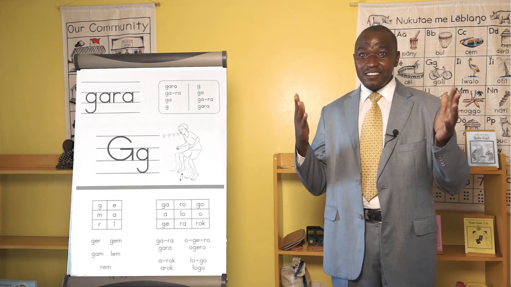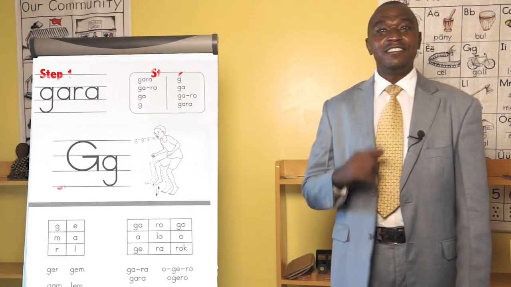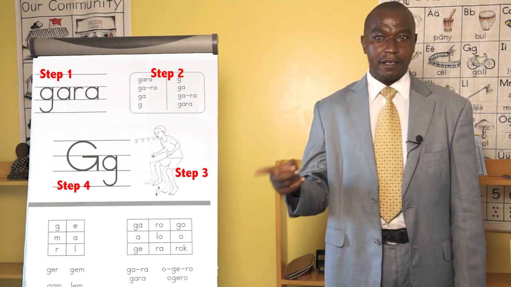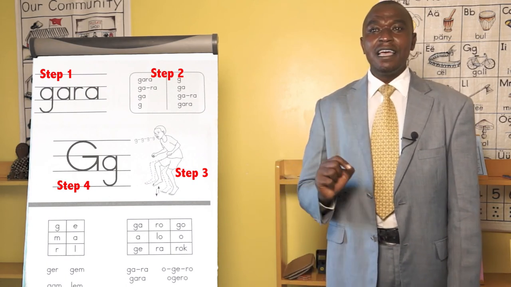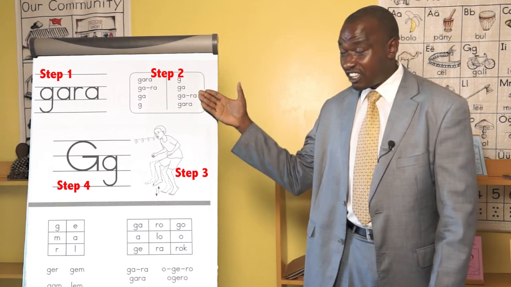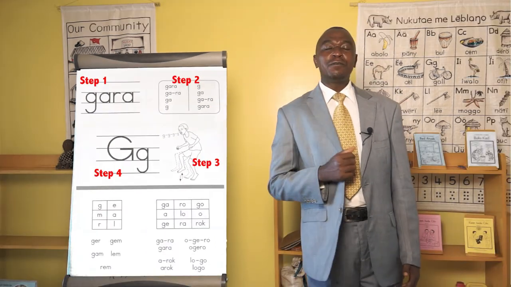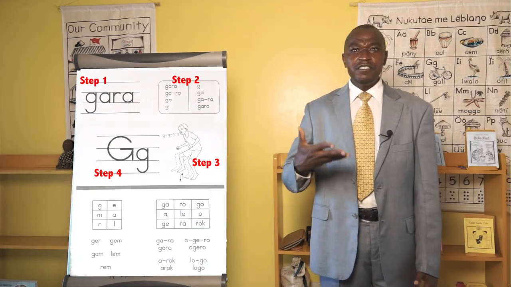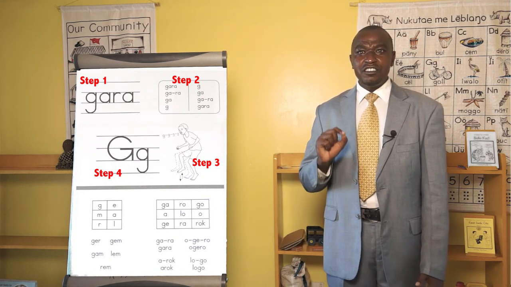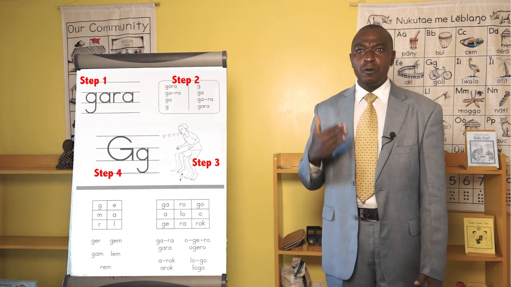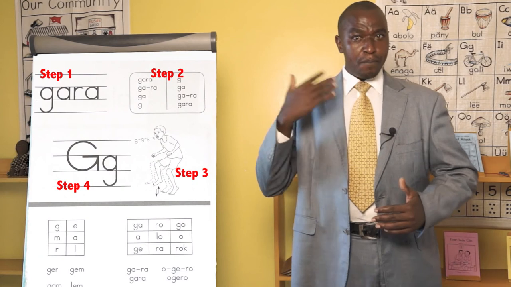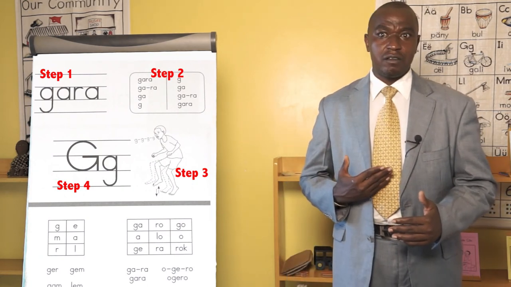Let's review just to make sure. Step 1. Introduce and read the keyword for the week. Step 2. Break down and build up the keyword with this chart. Step 3. Introduce the key letter name. Discuss the sound this letter makes and teach the letter sign to help pupils link the keyword to the sound. And step 4, practice forming the key letter.